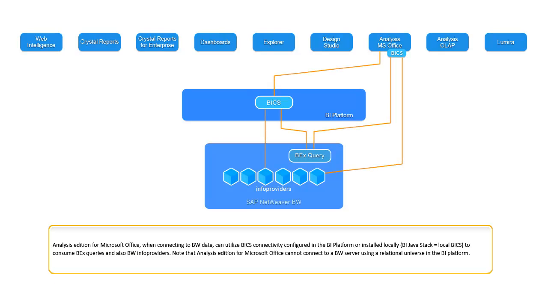Analysis Edition for Microsoft Office, when connecting to BW data, can utilize BIX connectivity configured in the BI platform or installed locally to consume BEX queries and also BW info providers. Note that Analysis Edition for Microsoft Office cannot connect to a BW server using a relational universe in the BI platform.